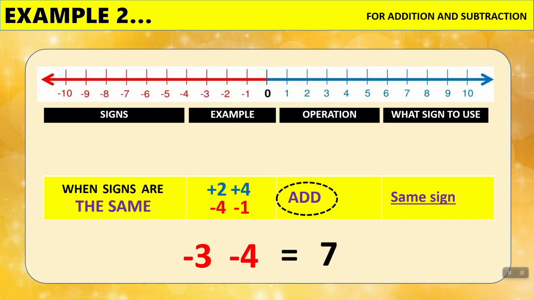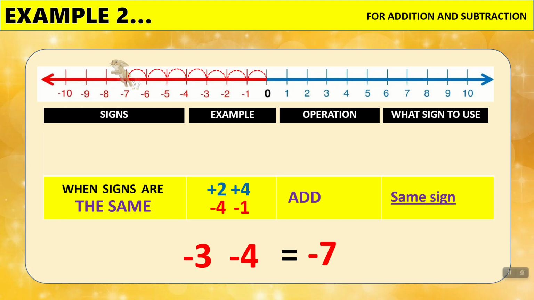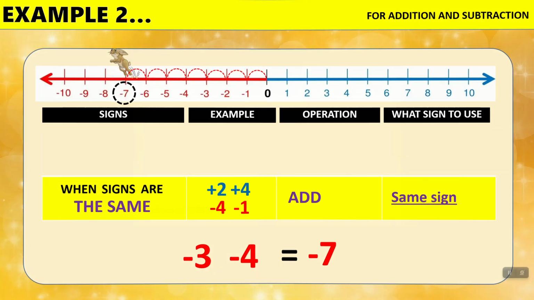And then what sign do we keep? We use the same sign in the question. So they are both negative signs. The answer is -7. Let's check on the number line above. If we start at 0, and we go 3 spaces to the left, 1, 2, 3, that's -3, and then we go 4 more to the left, 1, 2, 3, 4, we end up at -7, which is our answer.